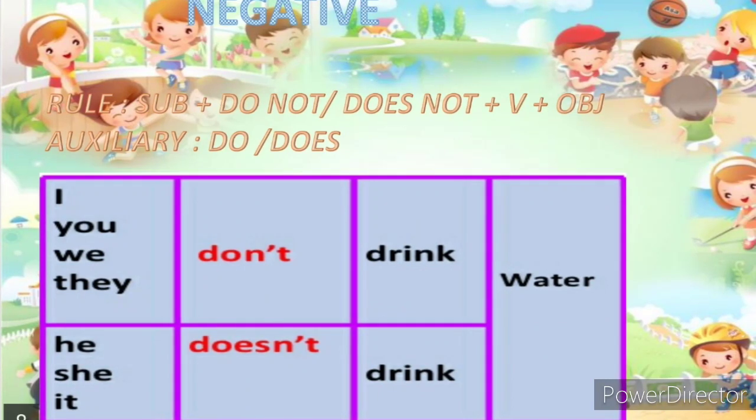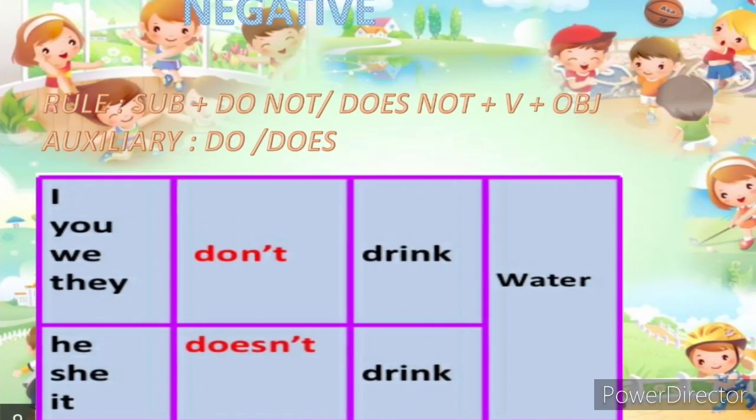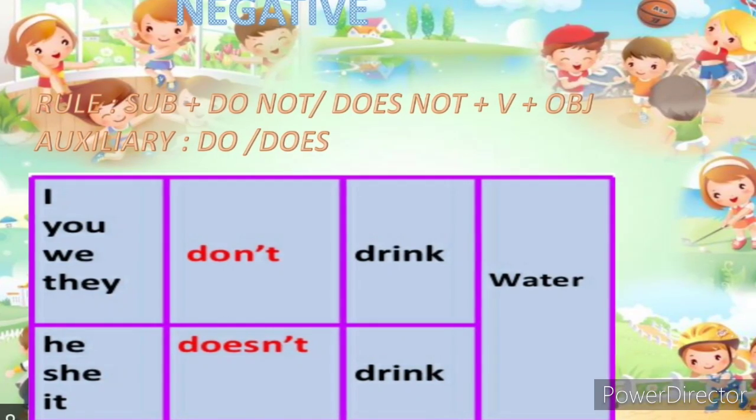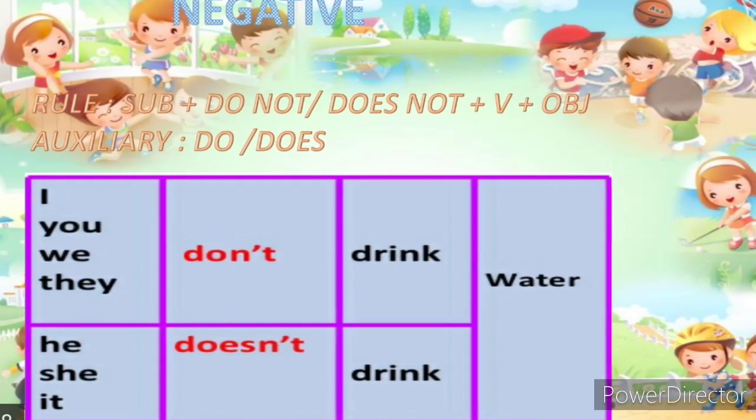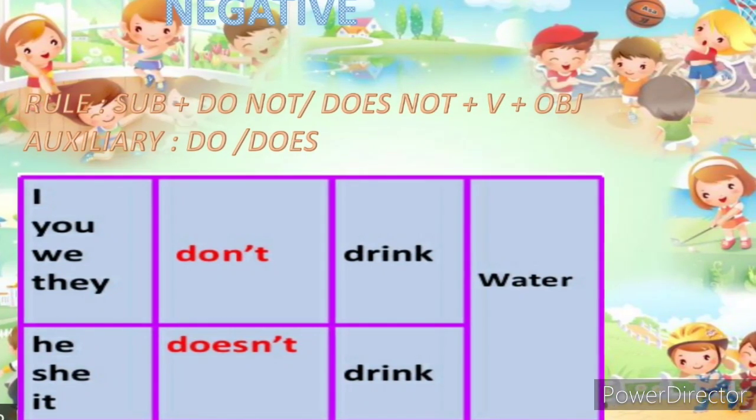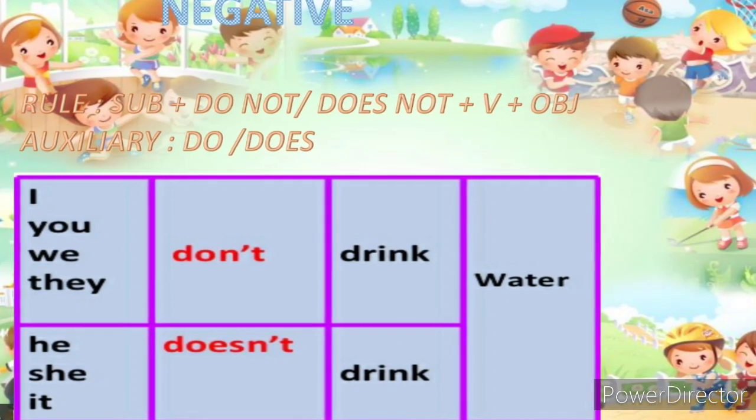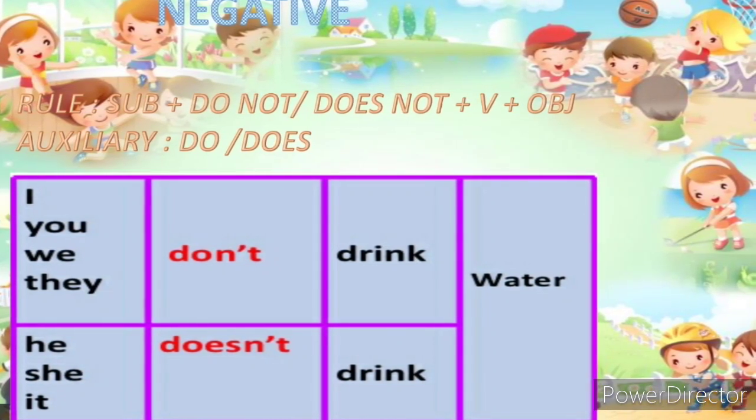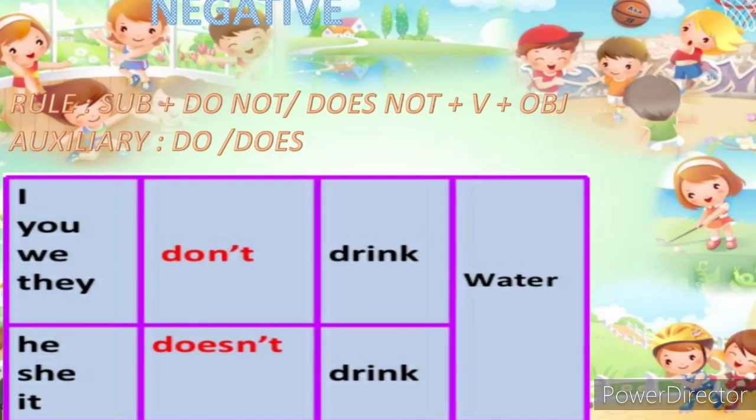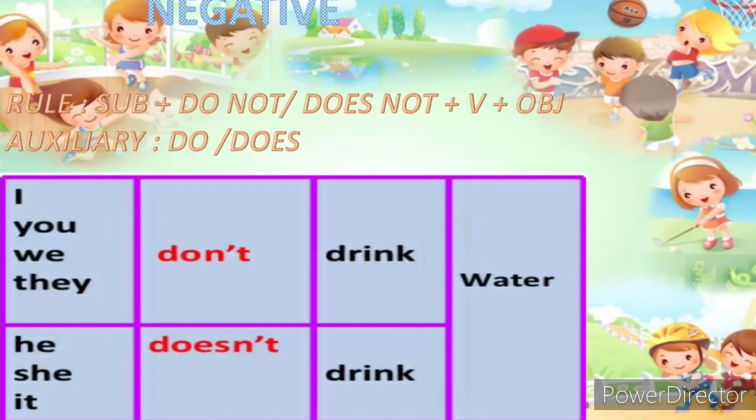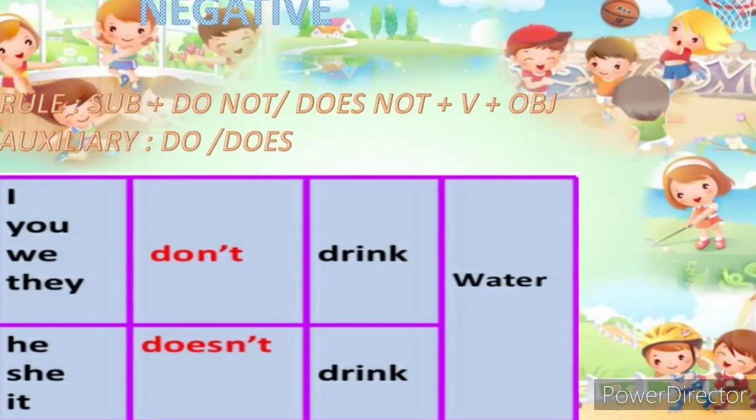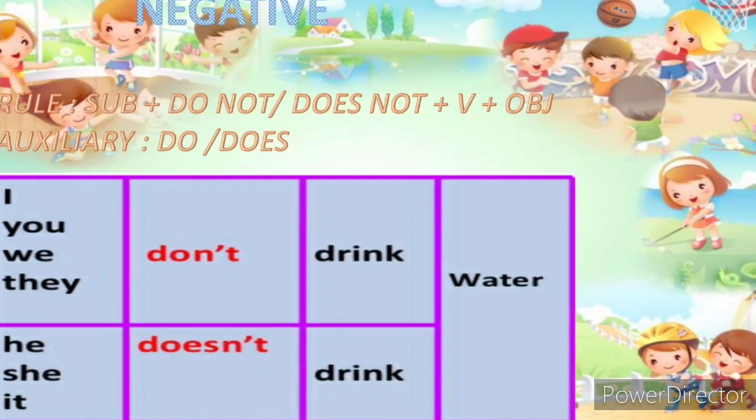But for writing simple present negative sentences, the rules will be like this: subject plus do not or does not plus the first form of the verb plus object. Here we take two auxiliary verbs, do or does. The subjects like I, you, we, they, or any plural names take the helping verb do, whereas the subjects like he, she, it, or any singular name take the helping verb does.